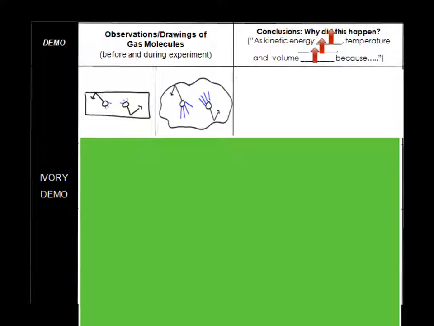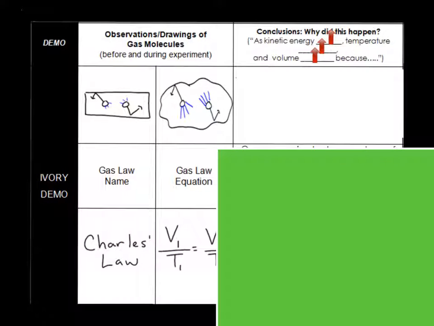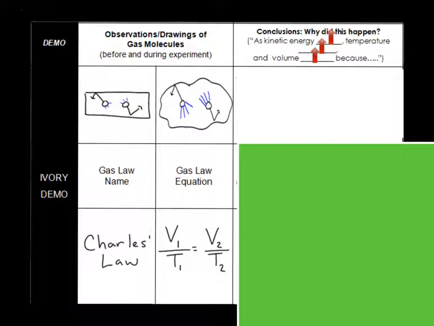Now, this is because they have increased kinetic energy, and they're bouncing off the sides here, the inside of the soap, more and more and more, causing the soap to expand in this case. This is another example of Charles' law. So the equation again is V1 over T1 equals V2 over T2. So I'll give you a minute just to finish up and get some of that stuff written in here.